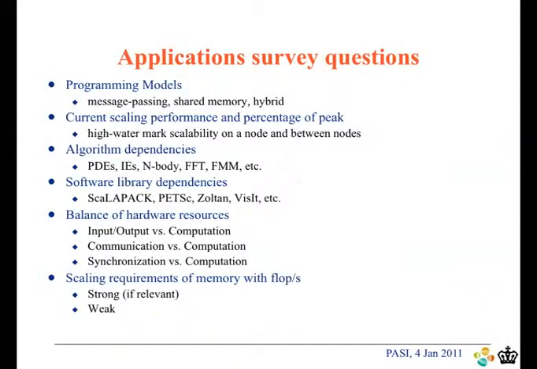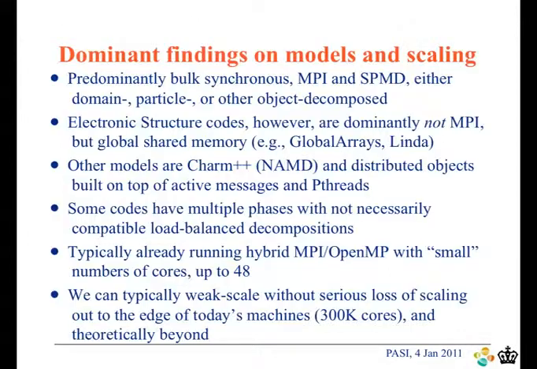We had each of the proposers of these apps answer various questions. What programming models do they use today? What's the current scaling high watermark? What algorithmic dependencies are under these application names? What software library dependencies? What's the current balance of hardware resources? Is the machine outsized relative to itself in these resources? And what are the theoretical scaling requirements in terms of flops and bytes in both the strong and the weak sense? And I know you're very curious to know the answers, and there they are. And I know you can't read them, so you can sort of keep following the report, but I have some summaries here.